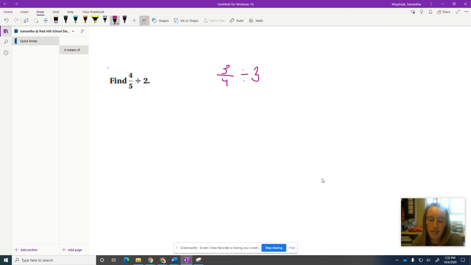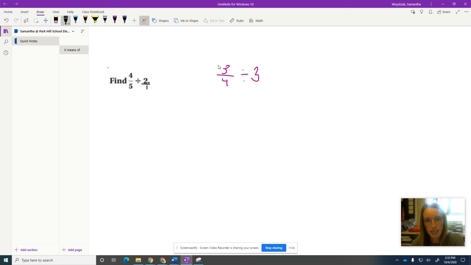Okay, now we're going to do a fraction by a whole number. So again, like I've said in the other videos, you are going to make the whole number into a fraction, which we talked about when we were multiplying fractions. So in order to do that, I'm going to put that whole number over 1.